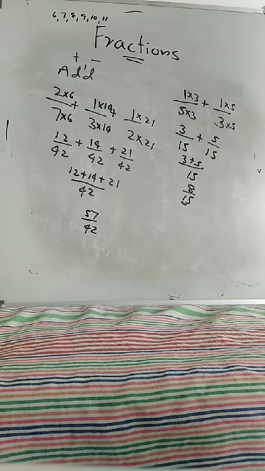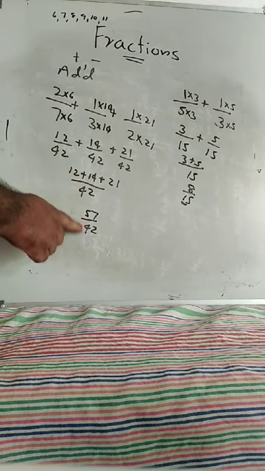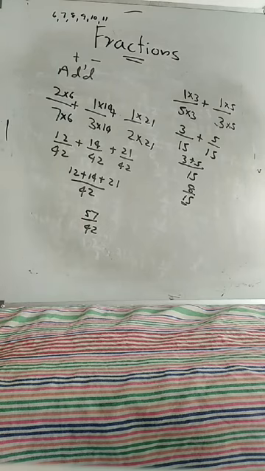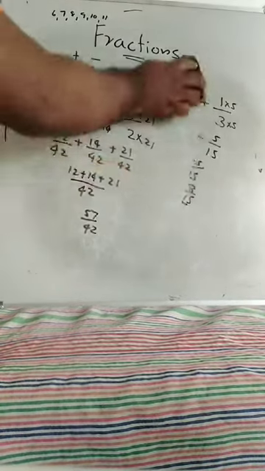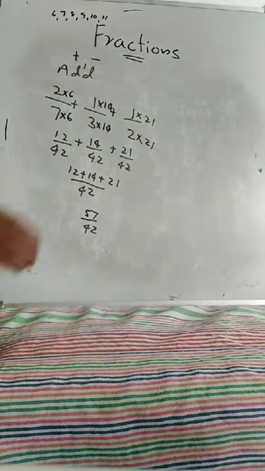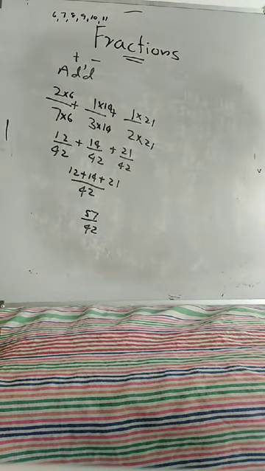Now 57 upon 42, correct? Yes, 57 upon 42. What is this? This is an improper fraction. Normally, an improper fraction should be converted into a mixed number. Now, let's learn how we convert an improper fraction to a mixed number.